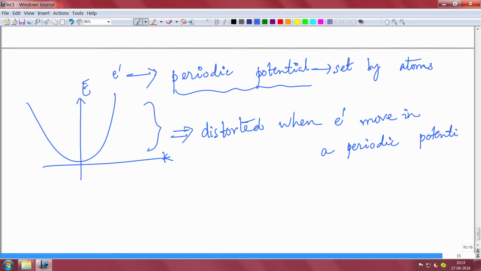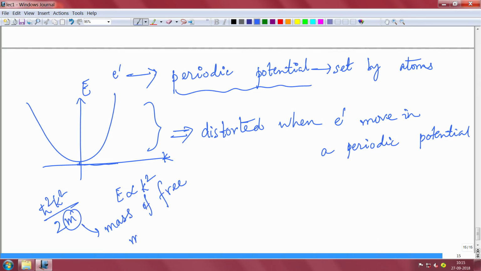Only in free space does the electron have this E-K relation where energy is proportional to k squared. This diagram means that as you increase the momentum of an electron, the energy increases parabolically with respect to that momentum. Remember the h square k square by 2m there: m was the mass of the electron. In free space, this is the mass of a free electron, m naught, which is 9.1 into 10 to the minus 31 kg. But this is the mass of the electron when it moves in free space.